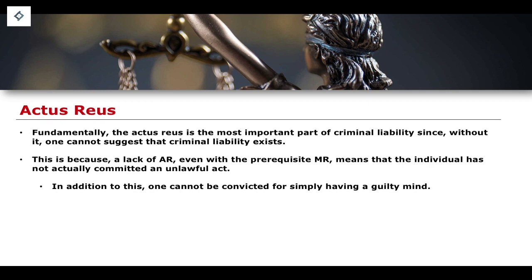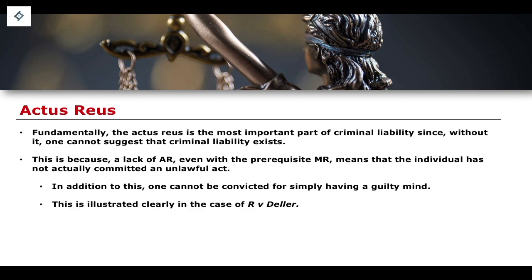You can still have liability for omissions. The point is that you have to have either done something or been so negligent in not doing something that liability arises. There has to be a physical thing that happens in order for you to have committed an unlawful act. In addition, one cannot be convicted for simply having a guilty mind. I might think in some circumstances that I want to kill an individual, but if I don't do it, then I cannot be convicted of murder, for example.